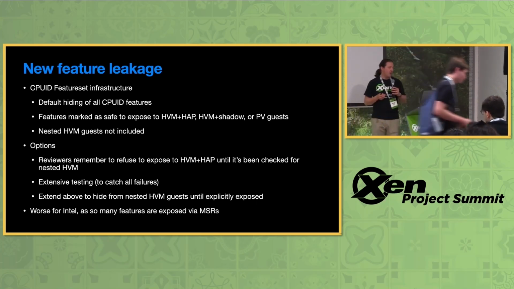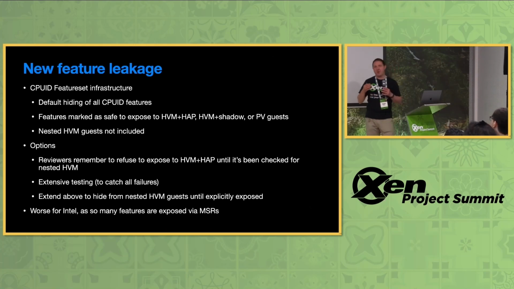We had a similar problem with HVM. We used to, by default, pass all the CPUID information from Xen into the HVM guests. So when a new hardware feature came up, the guest might try to use that, and if L0 didn't know about it, that could cause issues. So we now have the infrastructure in place such that by default, new features are not exposed to the guest unless the developer says so.